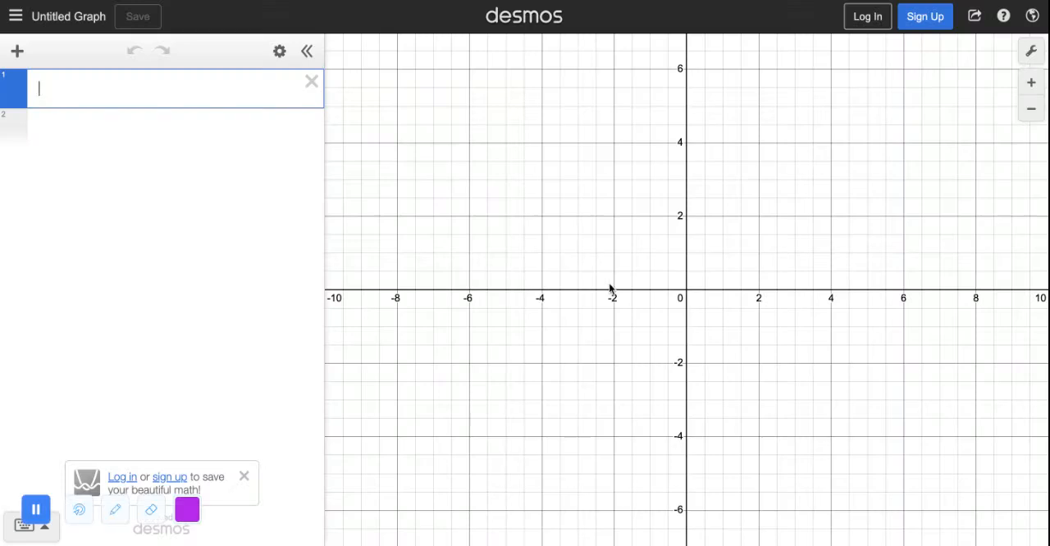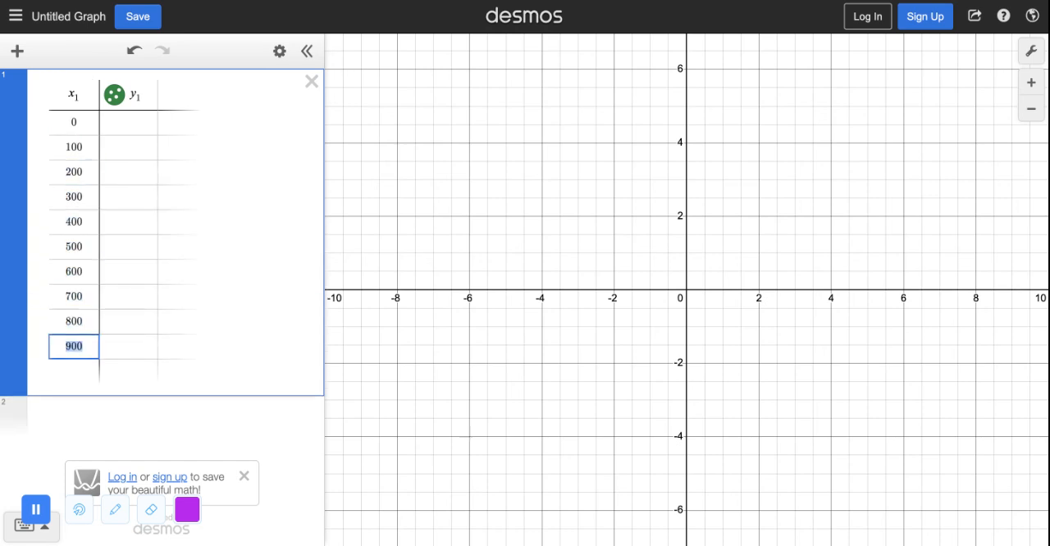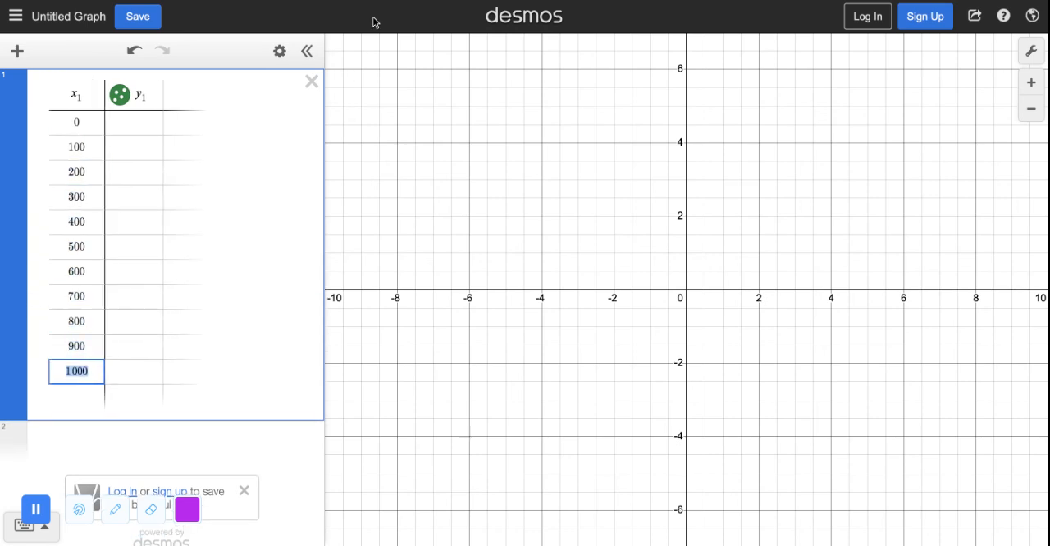So this is Desmos, brilliant for drawing graphs. I'm going to go to my left and click on table. Remember, you can flick backwards and forwards, but in that table it started from 0 and went up to 1,000. So I'm just going to go 0, 100, 2, 3, 4, 5, 6, 7, 8, 9, 10,000.